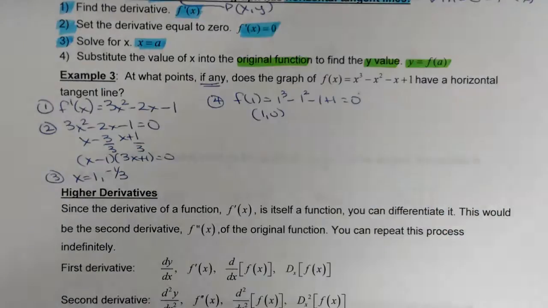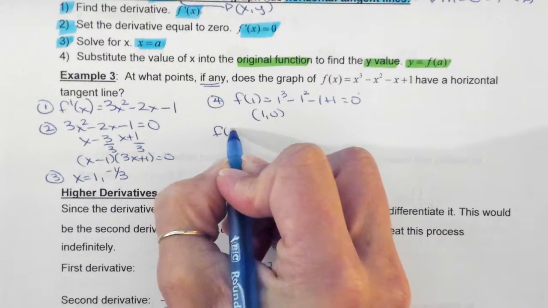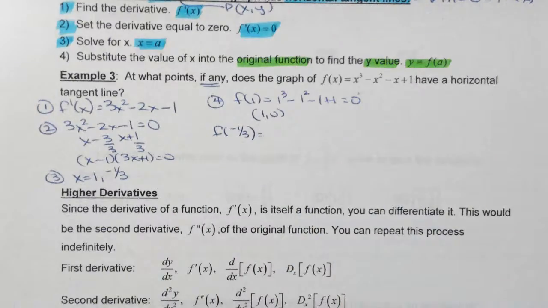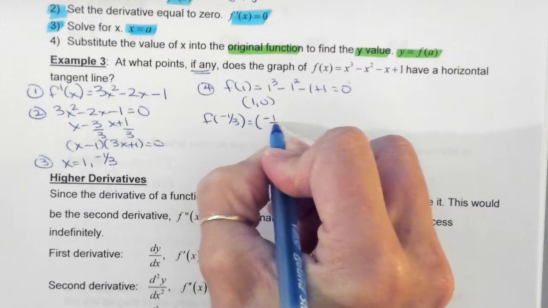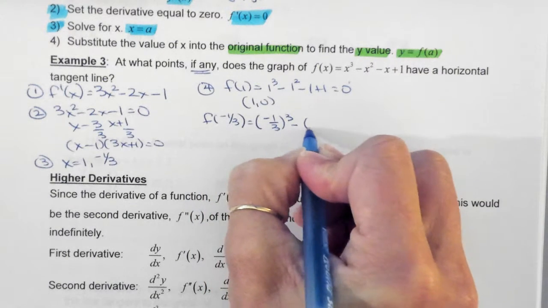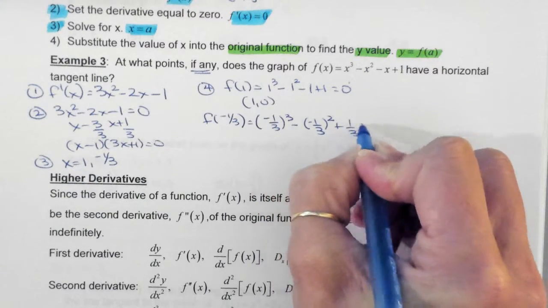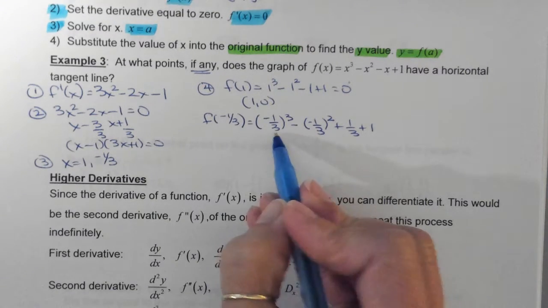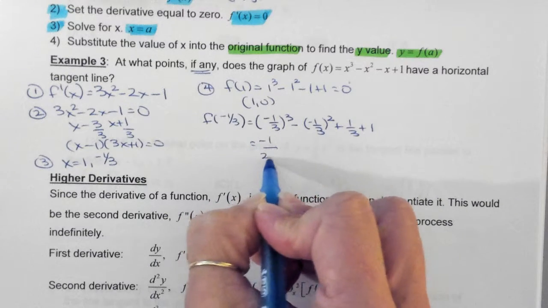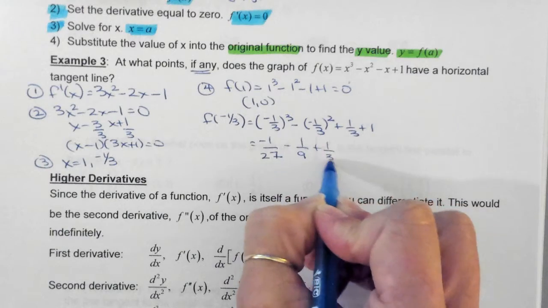Okay, I picked the easy one first because this is a non-calculator question. We need to evaluate f of negative 1/3. So basically I'm plugging negative 1/3 in for all my x's here. So we've got negative 1/3 cubed minus negative 1/3 squared plus 1/3 plus 1. Everybody good? So all I did was plug in. Negative 1/3 cubed is what? Negative 1 over 27. This becomes minus 1 over 9 plus 1 over 3 plus 1.